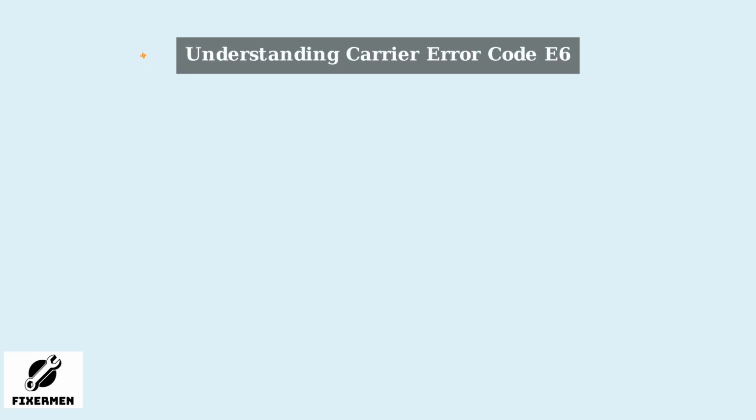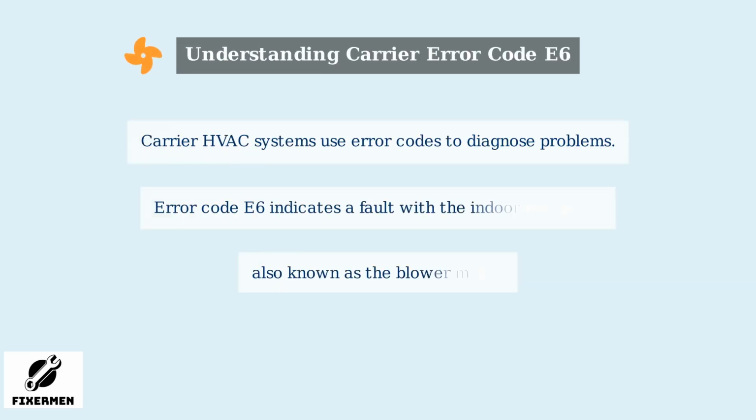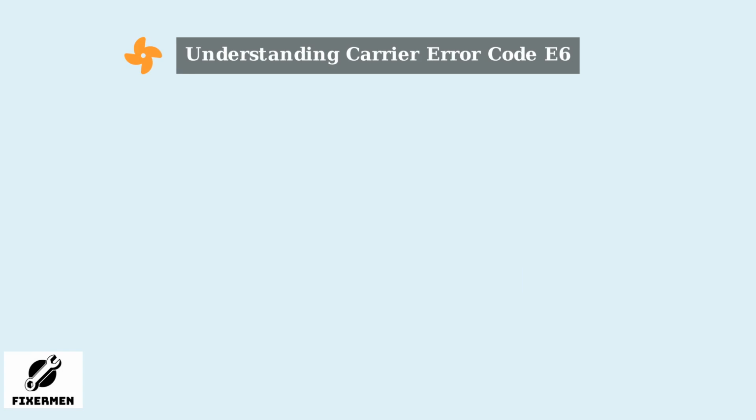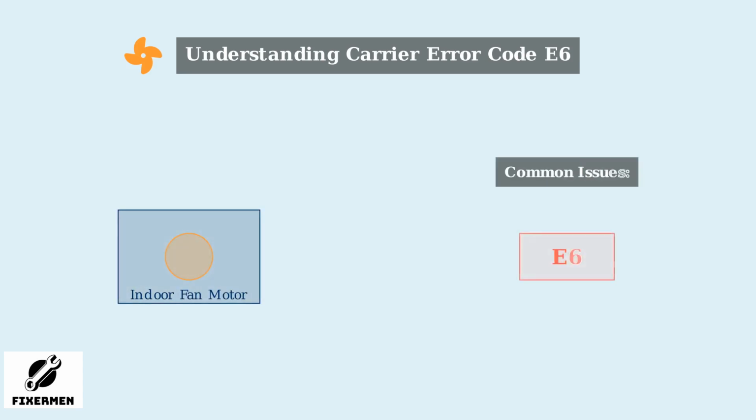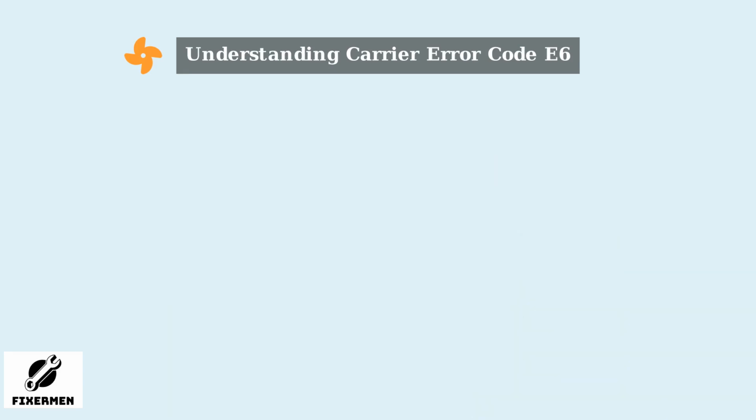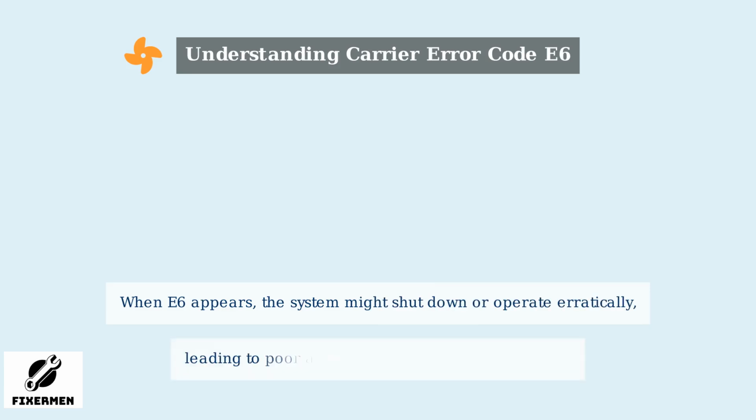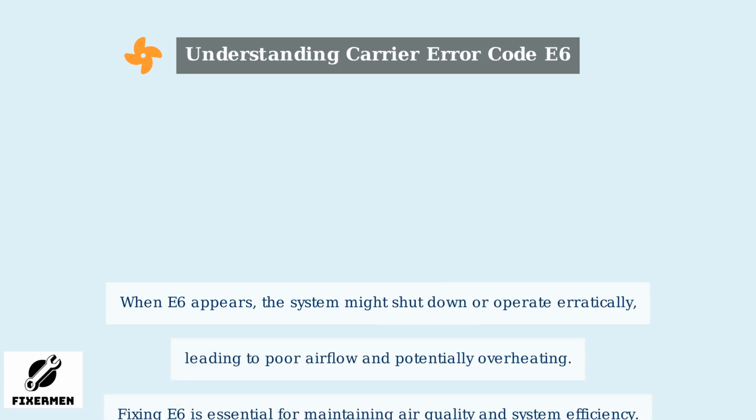Carrier HVAC systems use error codes to diagnose problems. Error code E6 indicates a fault with the indoor fan motor, also known as the blower motor. This often involves electrical issues such as overcurrent, a locked rotor, or problems with the control board. When E6 appears, the system might shut down or operate erratically, leading to poor airflow and potentially overheating. Fixing E6 is essential for maintaining air quality and system efficiency.